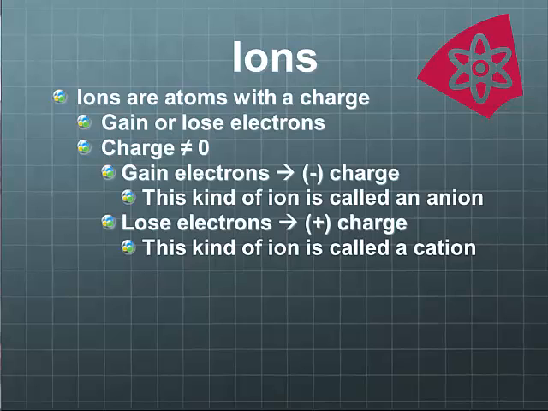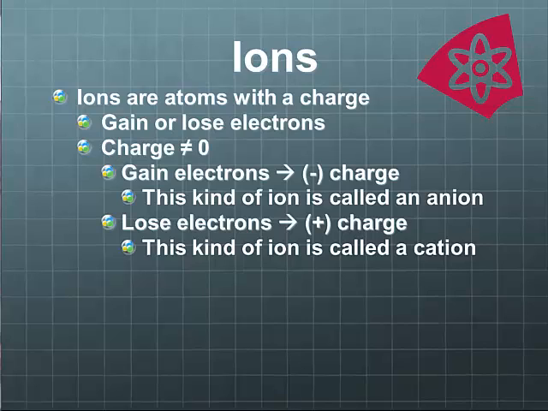Now, in an ion, the charge is not equal to 0. So that means that the protons and the electrons are going to be in different amounts. But we have to think of it a little backwards here, because when we gain electrons, we actually gain more of a negative charge. Remember that electrons are negatively charged, and every time I gain an electron and add more and more electrons to an atom, it becomes more negatively charged. And we commonly refer to this as an anion.